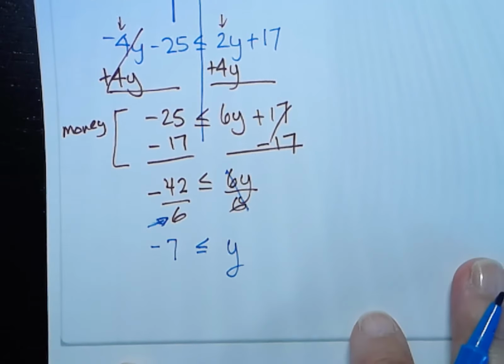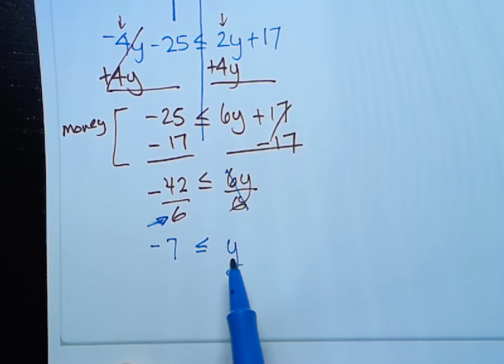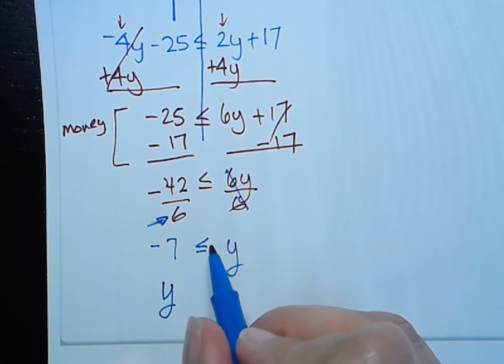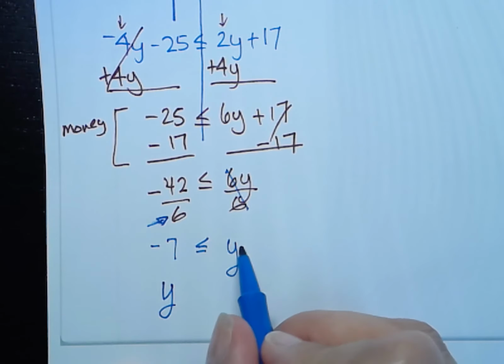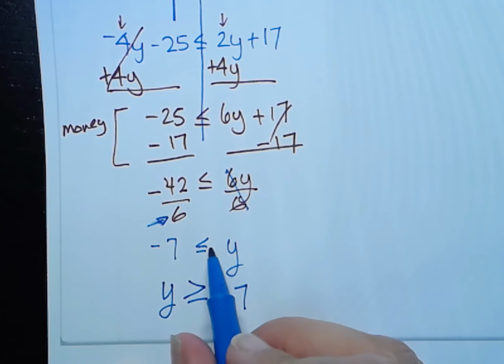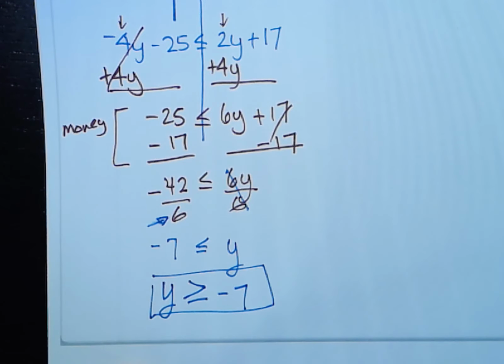So there's my solution. Now you can read that two ways. You can read negative 7 is less than or equal to y, or you can say y is greater than or equal to negative 7. Most of you probably like the y to be on this side. That's fine. Just make sure you have the symbol the correct way. Notice this symbol is opening to the y, the greater than side. And so if you rewrote it, the symbol has to be the same. Okay? So the solution is y is greater than or equal to negative 7.